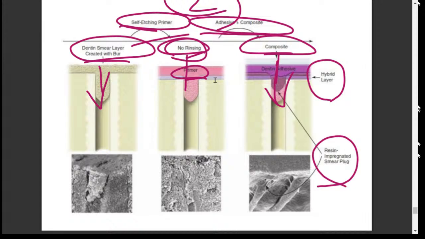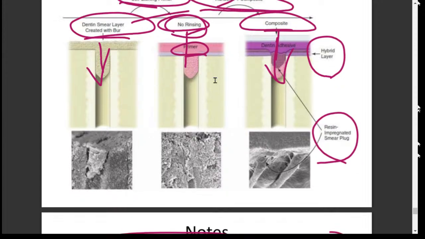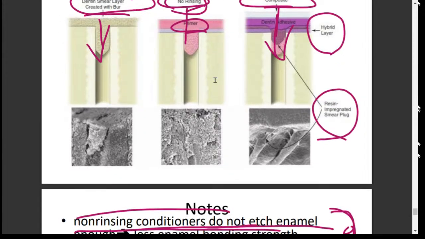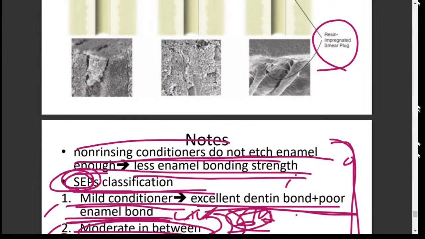In the first picture we see the dentin smear layer created by the bur. In the second picture we see the no-rinse primer. In the third picture we can see the hybrid layer with the dentin adhesive being applied. So the first picture is only the bur, the second is only the primer, and the third is the dentin adhesive, then the composite. This also includes the resin-impregnated smear plug.